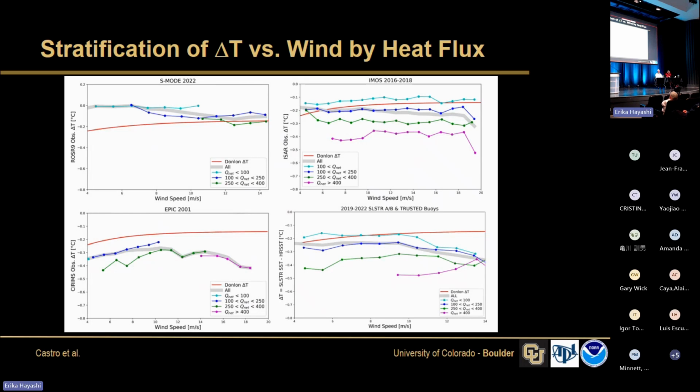There are two interesting aspects here. The only time we get good agreement with Donlon is for low winds and low heat fluxes. Below 100 watts per meter squared, the dependence shifts up. Greater than 300 watts per meter squared, the Donlon dependence shifts down. With SMODE and EPIC, we saw a different behavior where the dependence shifts down, but to the right, depending on the wind, so it's not independent of the wind speed.